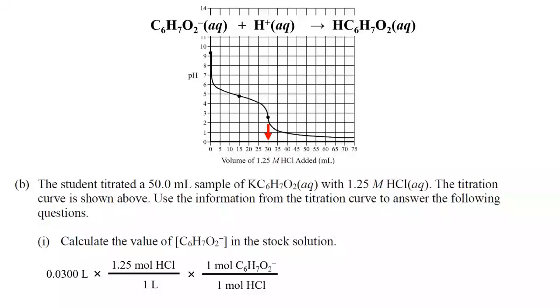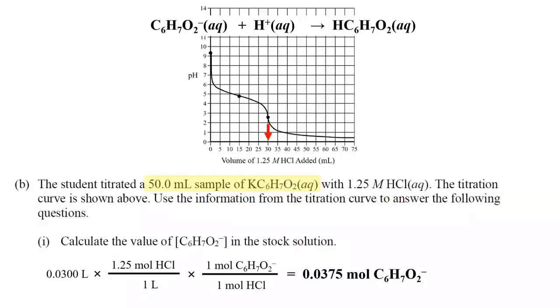So now if we do this calculation of 0.03 liters times 1.25 moles per liter, and again, based on that 1-to-1 mole ratio in the stoichiometry, we discover that 0.0375 moles of sorbate was present in the stock solution. This number is not our final answer because we're looking for concentration, that would be moles per liter. So what we need to do now is look at the volume of the potassium sorbate stock solution that was titrated in this experiment. Remember, it's moles divided by liters.